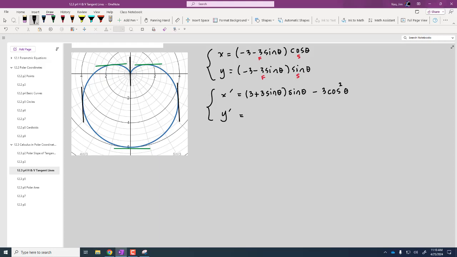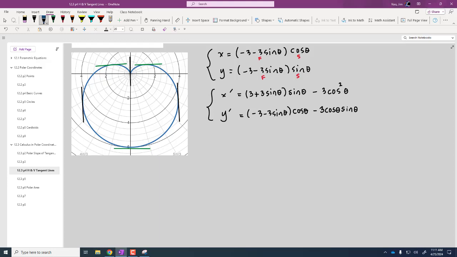Y prime, same idea. We're going to do first, derivative second. The derivative of second here is cosine. So that's first, derivative second. Now we do derivative of first times second. The derivative of first is negative 3 cosine of theta. So negative 3 cosine of theta times sine of theta. So there's our derivative.